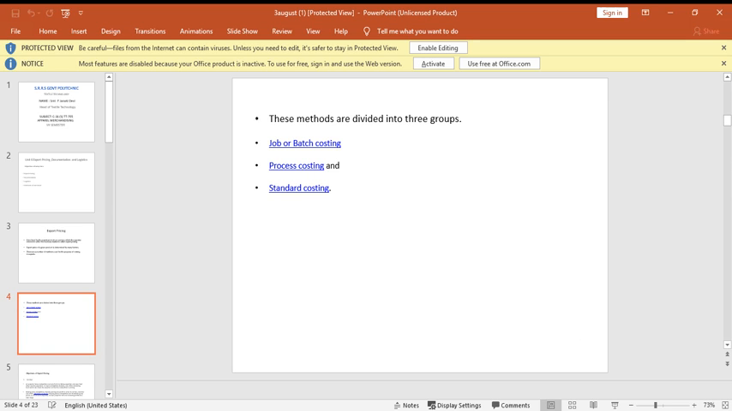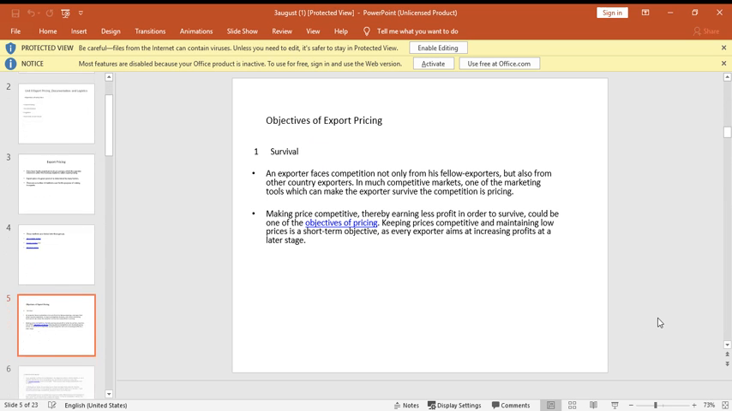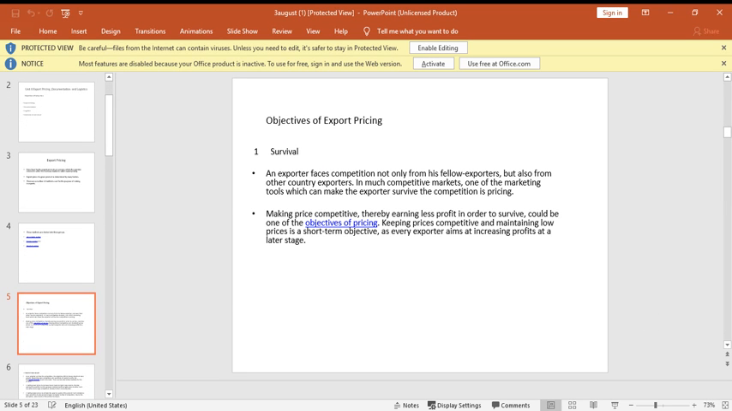So these methods are divided into three groups. That is job or batch costing, process costing, and standard costing. So these are the three methods which are used for export pricing: job or batch costing, process costing, and standard costing.